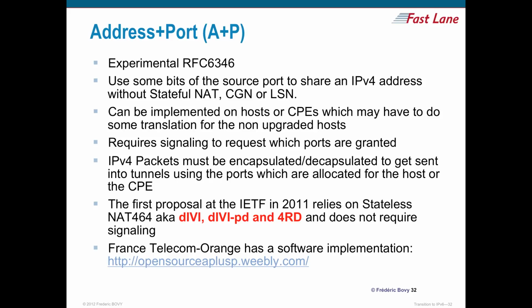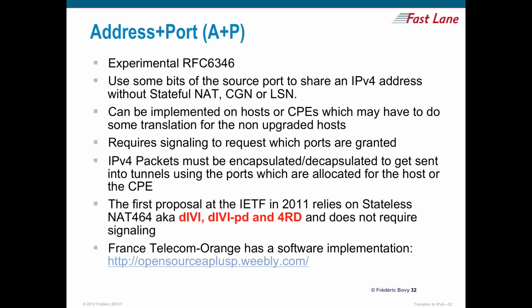DV and DVPD is currently the base of an architecture which is called A+P. A+P is a very interesting solution because it permits to share a public IPv4 address among multiple customers, but without using carrier grade NAT. A+P needs three functionalities to be working.